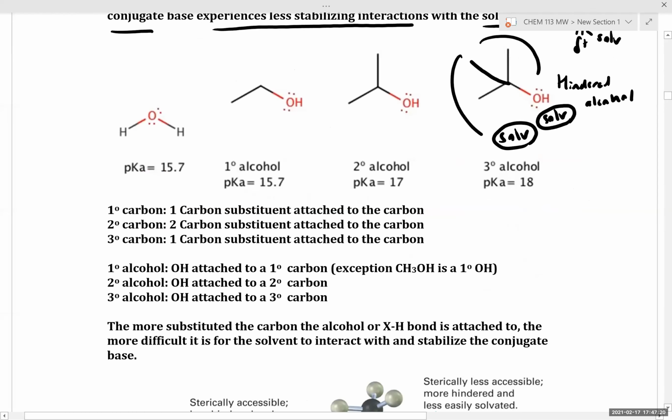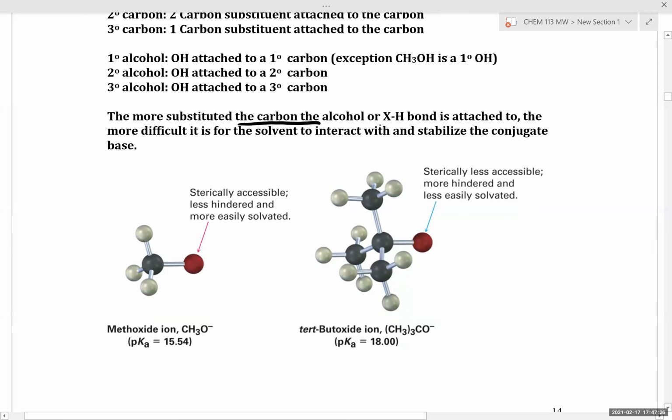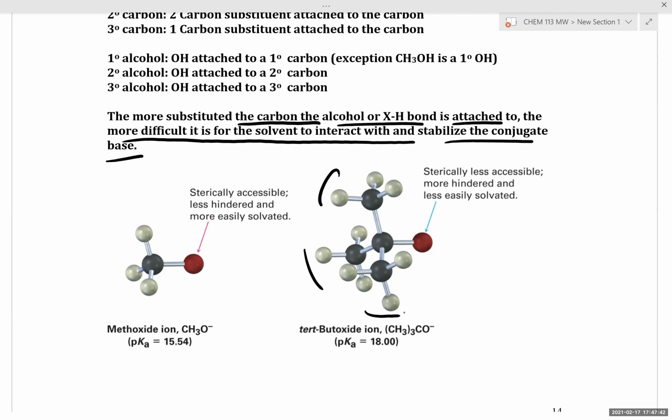Okay, so to further encapsulate the point, the more substituted the carbon the alcohol or XH bond is attached to, the more difficult it is for the solvent to interact with and stabilize the conjugate base. So this tertiary alcohol is very hindered, very hard for solvent to effectively interact with and stabilize your conjugate base anion. While for methoxide, which is a primary, or more specifically, a methyl alcohol, it's very easy to access, very easy to stabilize, and as a result, methanol is more acidic than tert-butanol.